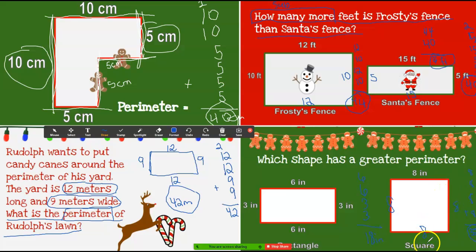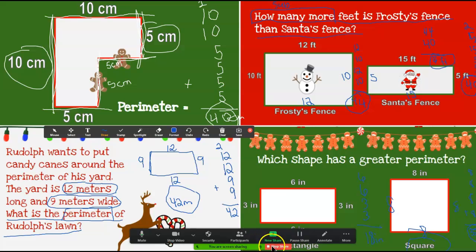So which shape has the greatest perimeter? The square. Square has 32 inches. The rectangle has 18 inches. Okay? So we are going to do a lot more of this tomorrow. And then you will have a perimeter quiz. So you'll have 3 days of practice on perimeter.